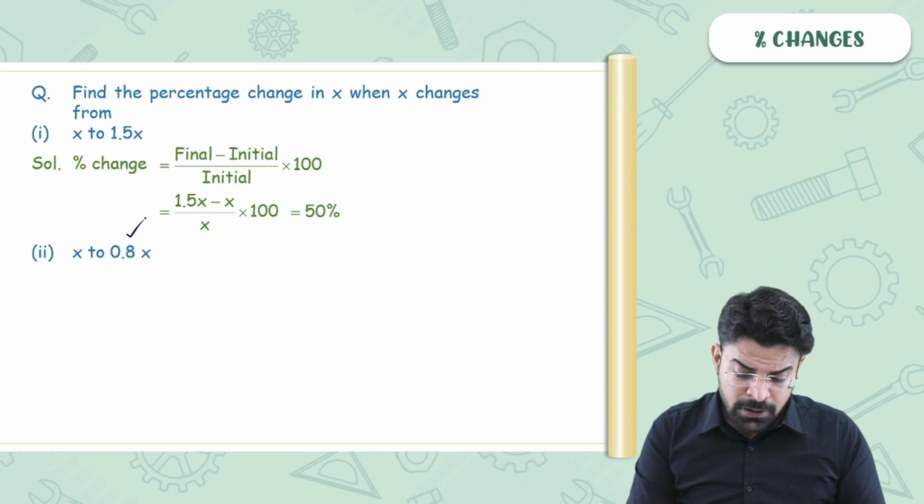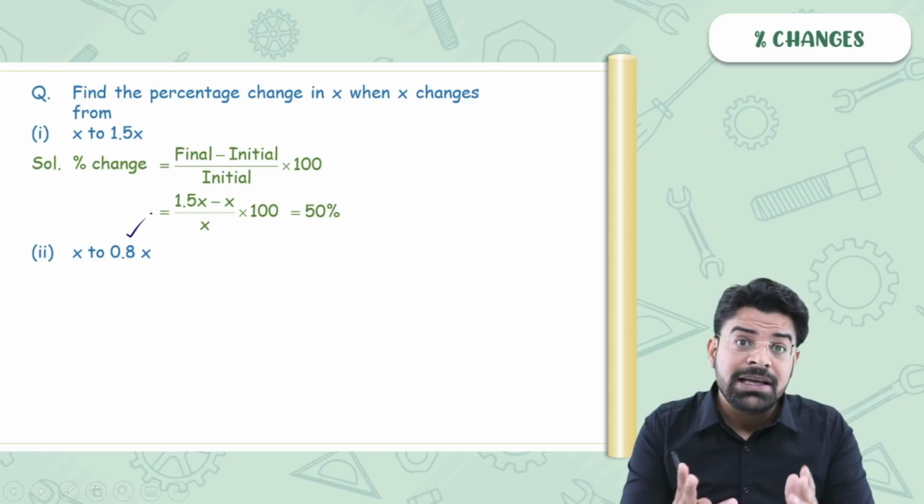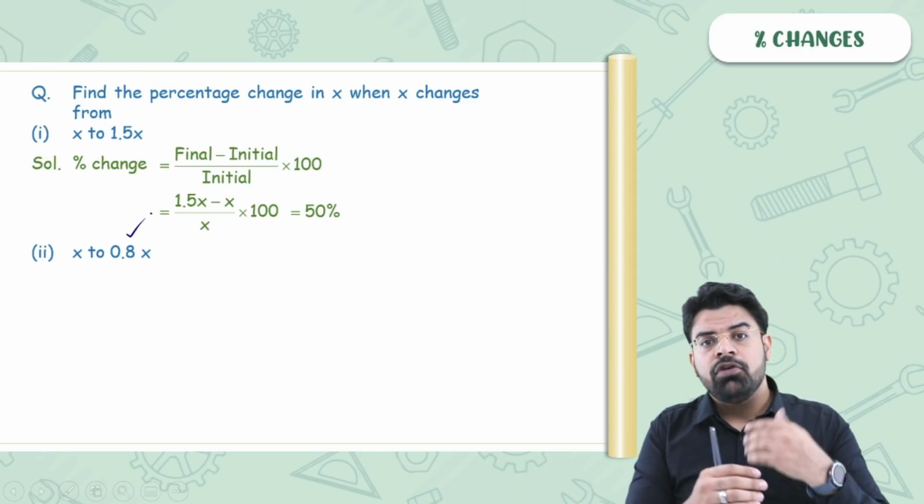Next. If the quantity changes from x and becomes 0.8x, see, the quantity is decreasing. It has changed from x and become 0.8x. Then what is the percentage change?